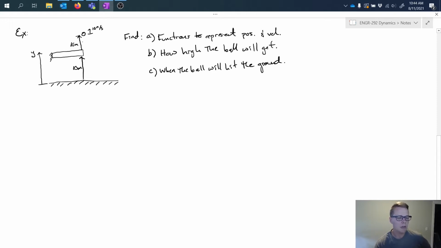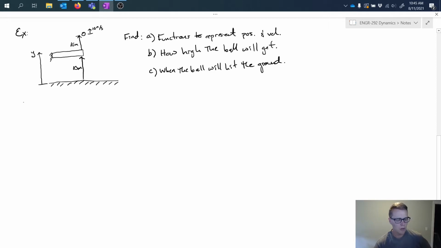And the ball is being thrown, and at the time point that we're looking at, it is at a height of 10 meters and traveling upwards with a velocity of 10 meters per second. So we have a lot of repetition in our numbers here. And the things that we want to find are functions that would represent the position and the velocity of this ball with respect to time, how high the ball will eventually get before it stops and starts coming back down, and when the ball will hit the ground. So what time will that occur?